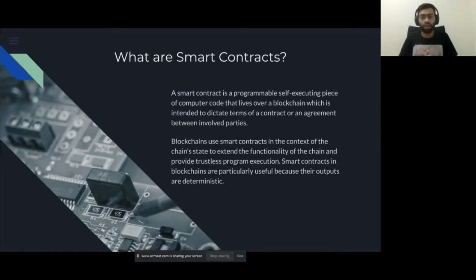Right. So what are smart contracts? Smart contracts are what makes blockchain smart, right? Smart contracts are basically programmable, self-executing pieces of computer code. So there's self-executing programmable software that lives on the blockchain, which means that it is stored within the state of the blockchain, and the purpose is to dictate the terms of a contract or an agreement between parties. So think of regular contracts, any contract like a house agreement or bonds or employment contracts.